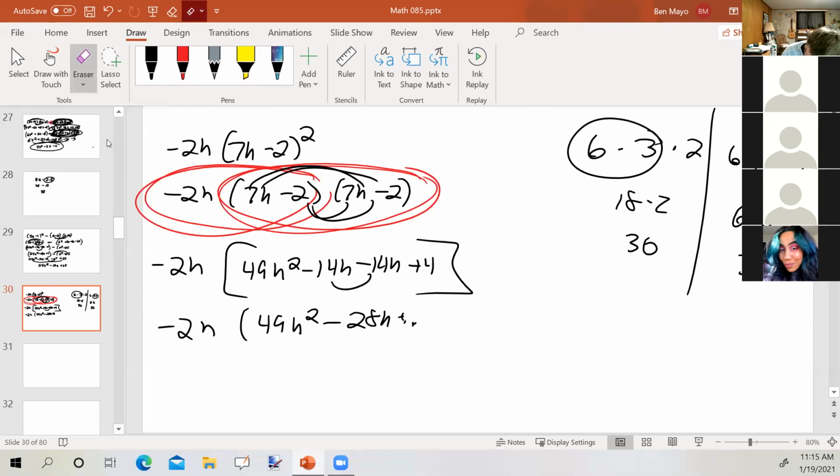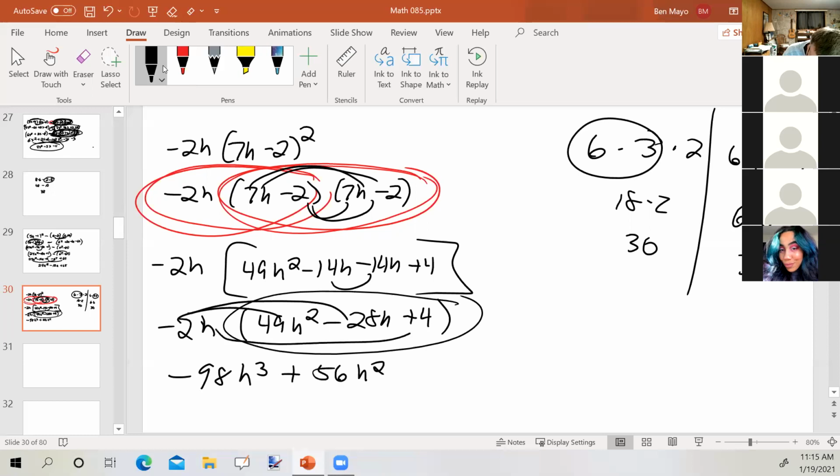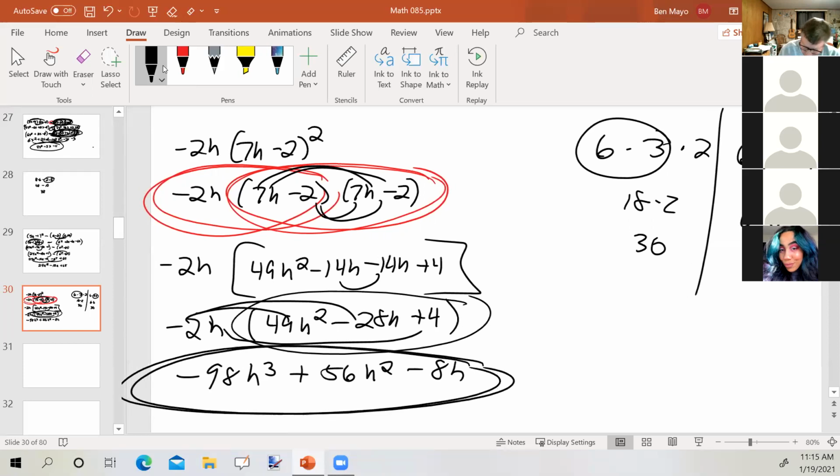come on, eraser, plus 4. So I've taken the 7h minus 2, the quantity squared, and broken it or expanded it out to that. Now I'll distribute negative 98h to get h cubed plus 56h squared minus 8h. So that would be the final answer.